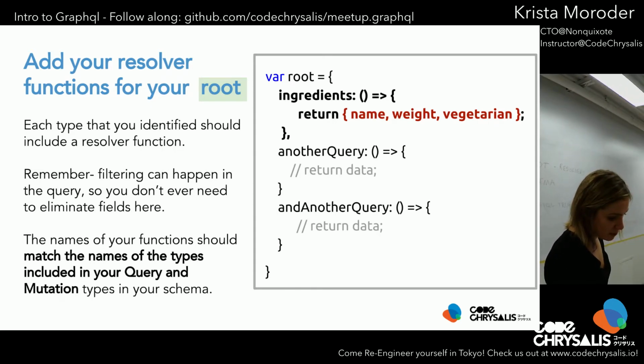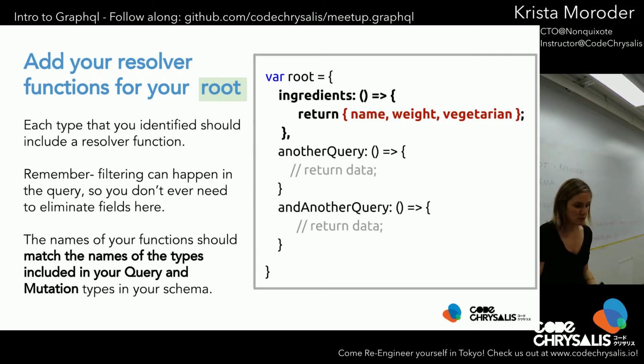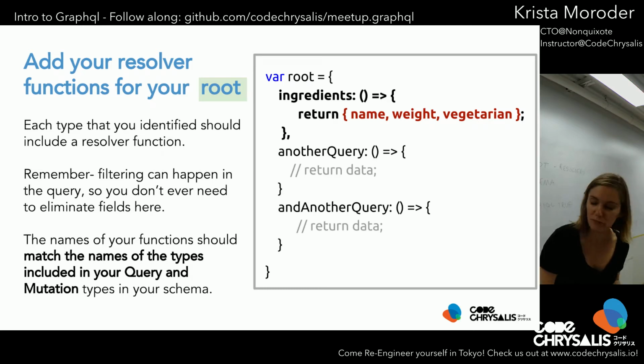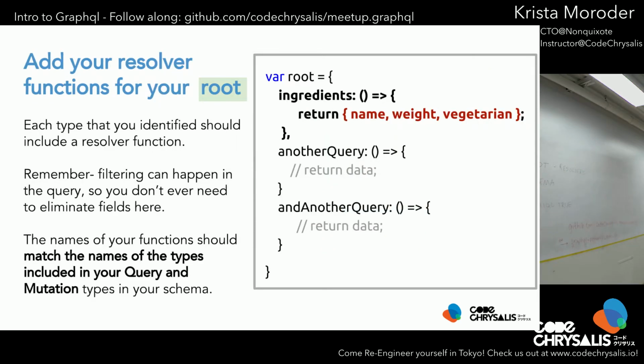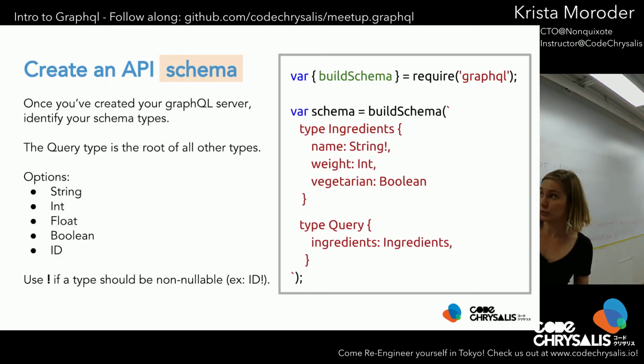What's really important is that you need to be able to match the names of the types included in your query and mutation to the types in your schema. So let's go back a level. We have a type called ingredients here. In my resolver, I expect to have a function named ingredients. And that ingredients function, I expect to return name, weight, and vegetarian.